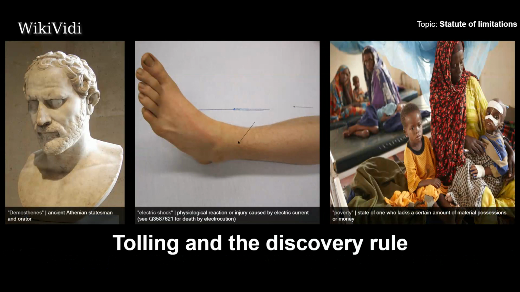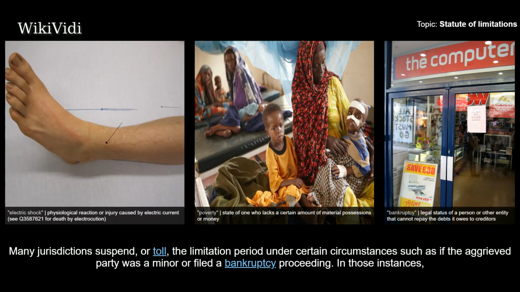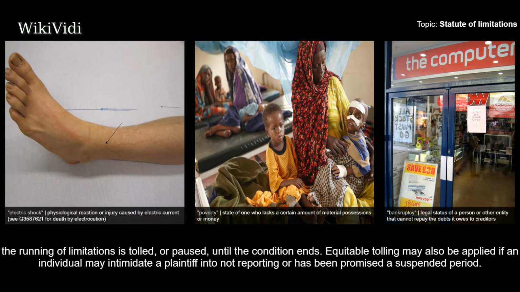Tolling and the discovery rule. Many jurisdictions suspend, or toll, the limitation period under certain circumstances, such as if the aggrieved party was a minor or filed a bankruptcy proceeding. In those instances, the running of limitations is tolled, or paused, until the condition ends. Equitable tolling may also be applied if an individual may intimidate a plaintiff into not reporting or has been promised a suspended period.